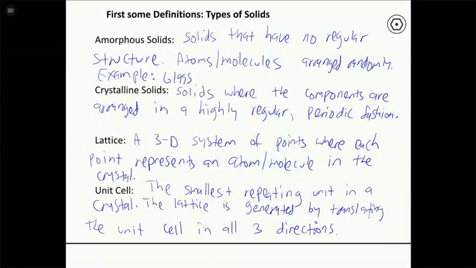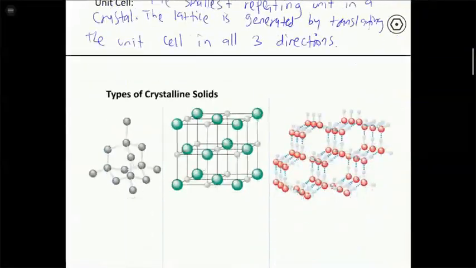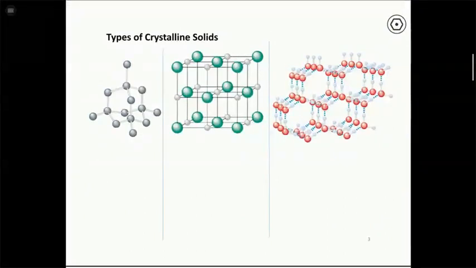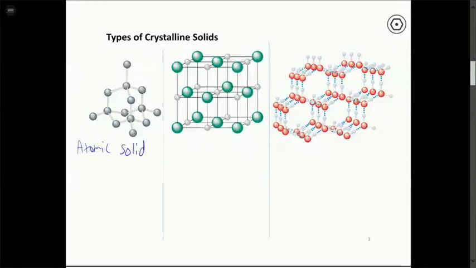Okay, so those are some things about amorphous and crystalline solids. We're not going to talk a lot more about amorphous solids. Now, what we are going to talk about are crystalline solids, and within this category, there are sort of three subcategories that we'll have. And we're going to talk about the first two in a lot of detail, the third one not as much. So the first type is an atomic solid. And as the name implies, it's made up of one type of atom. So these are basically elemental solids, elemental crystalline solids that only have one type of atom in them.